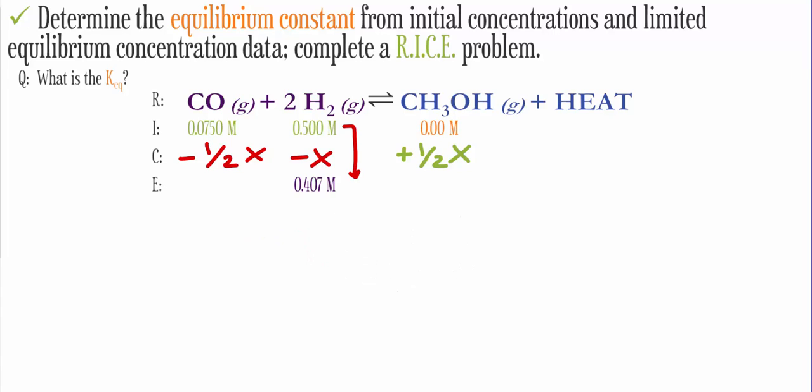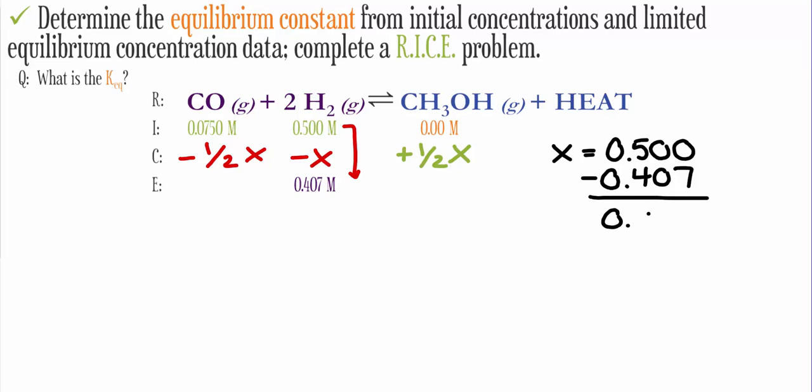After we know how much of X is being lost or gained by each of the components, we can go ahead and figure out what X is and apply it to all of them so that we can determine the equilibrium concentrations of each of our reactants and products. Here I've determined that 0.093 is X. This is how much concentration is being lost from the hydrogen.